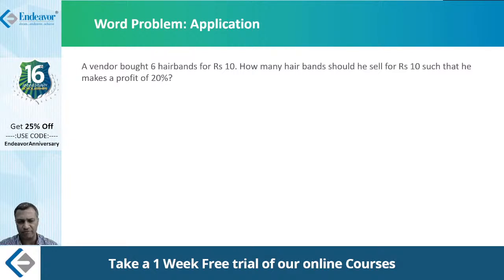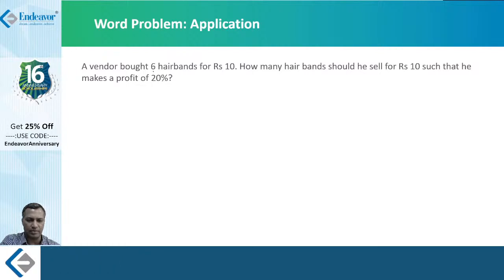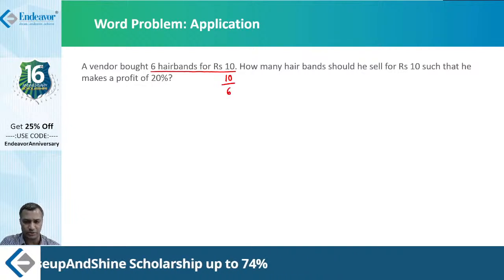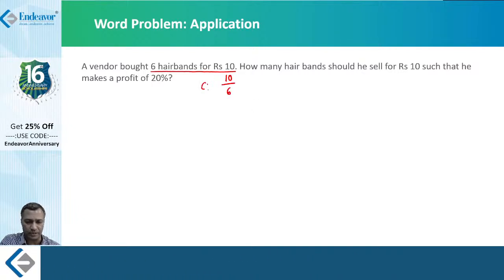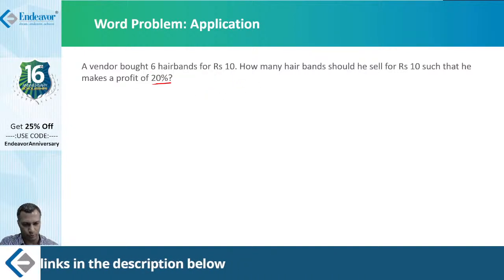The very first thing that comes to mind: whenever we say a vendor buys 6 hairbands for 10 rupees, first we find the price of each hairband. We'll find 10 by 6, the cost price of each hairband. Then we ask how much profit, 20%, and we start busily finding 20% of this. Hang on, don't do that. That's not the way. So we understood how we need to approach this.